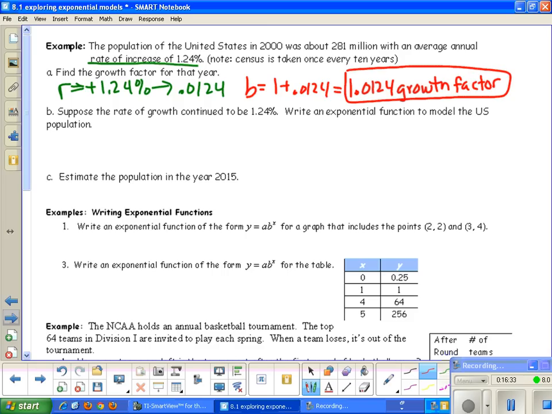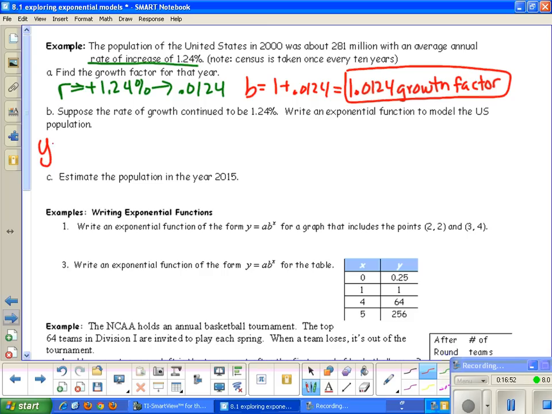So that's the factor by which I'm growing. The rate at which I'm growing is different, which is 1.24%. So be careful of how you say that. Then remember that the next part says suppose the rate of growth continues to be 1.24%, write an exponential function to model the US population.